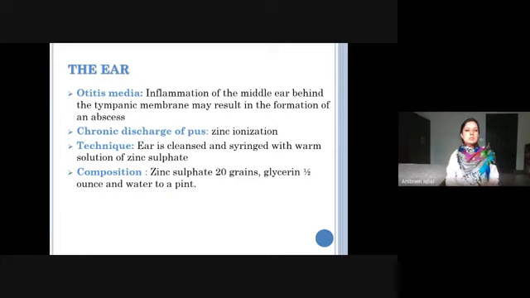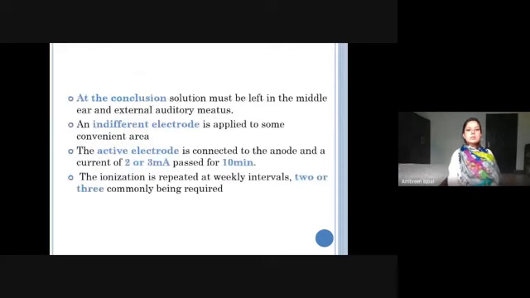So, zinc ionization proved very beneficial, and it is bactericidal in nature. The ear is cleaned with a swab and then syringed with a warm solution of zinc sulfate. Zinc sulfate 20 grams, glycerine half an ounce, in water. At the end, the solution must be left in the middle ear and the external auditory meatus, and the indifferent electrode is applied to some convenient area, and the active electrode is connected to the anode. Current is applied and passed for 10 minutes. The ionization is repeated at weekly intervals. Two to three sessions are commonly taken for this purpose.